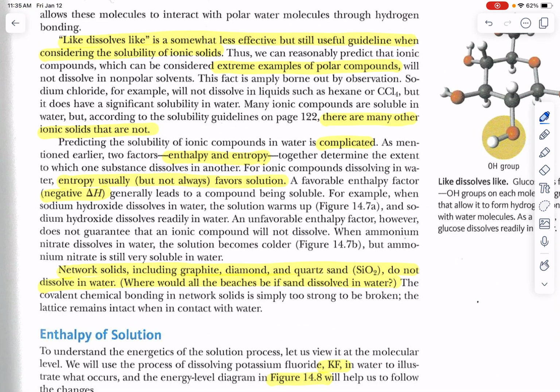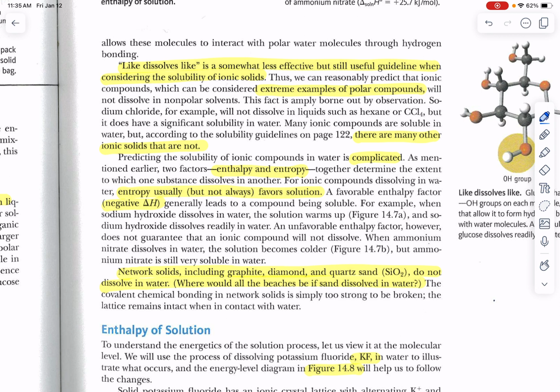And because of time, I am going to stop right here, and we'll pick up on the math part and enthalpy of solution later.